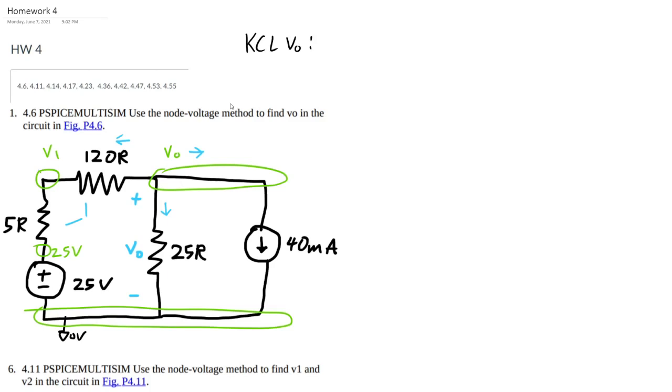And we'll just use the equation for current in the resistor. So VO minus 25 divided by 120 plus 5, which is our equivalent series resistance right here. And then V out minus 0 divided by 25 plus 40 milliamps, leaving that node, all equals 0.